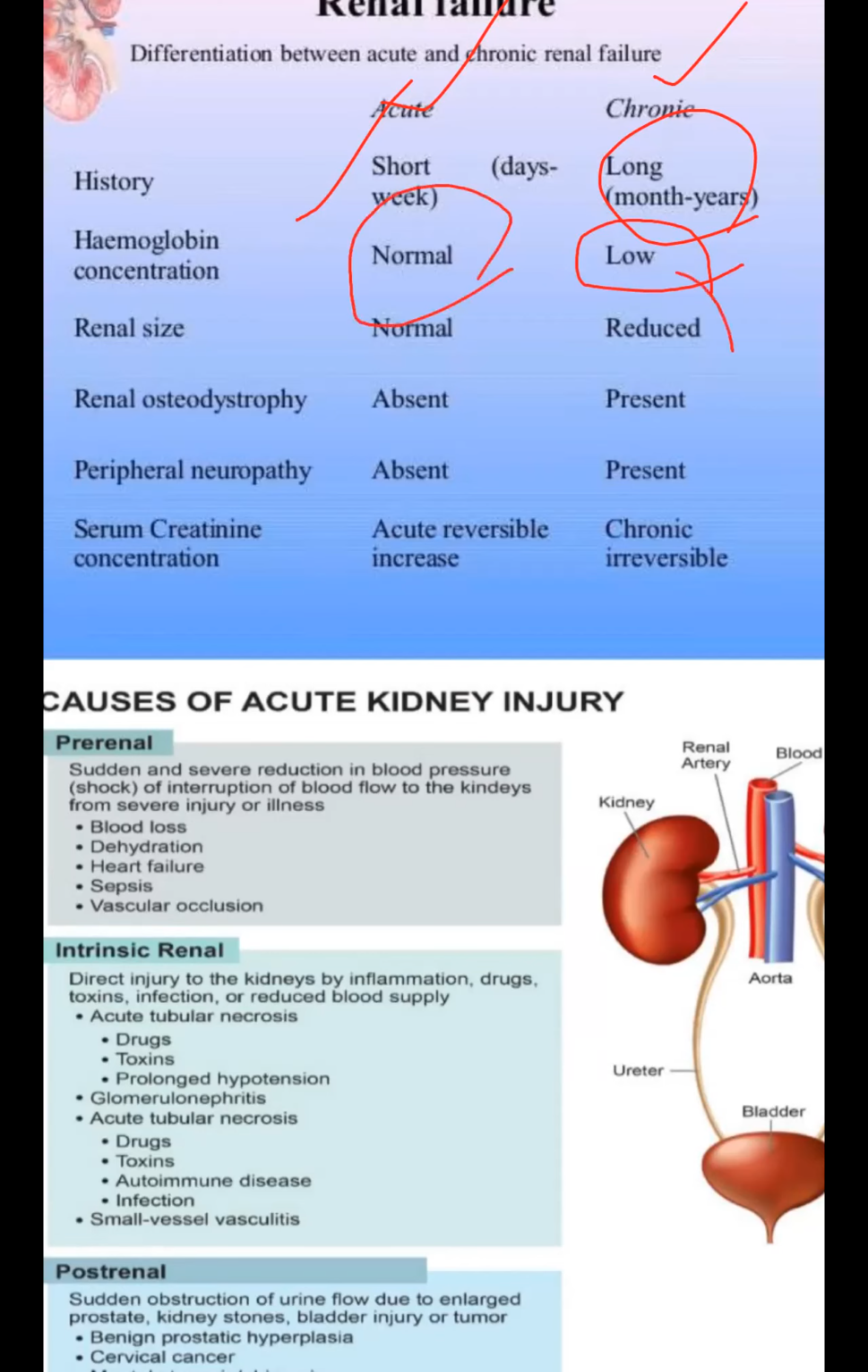Renal size is very important, my dear candidates, because they will give an ultrasonography finding. When size decreases, it is chronic renal failure. Renal osteodystrophy is only present in CKD patients. Peripheral neuropathy, listen very carefully, only develops in CKD patients, with tingling and numbness due to hypocalcemia. In CKD patients, we know there is secondary hyperparathyroidism, so calcium will be low, giving a hypocalcemia picture.